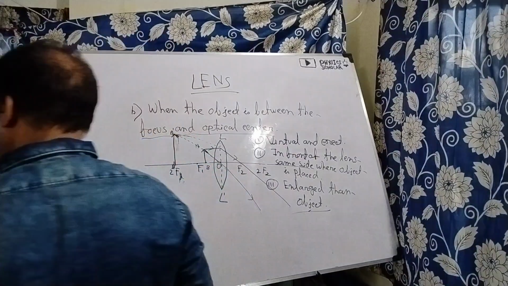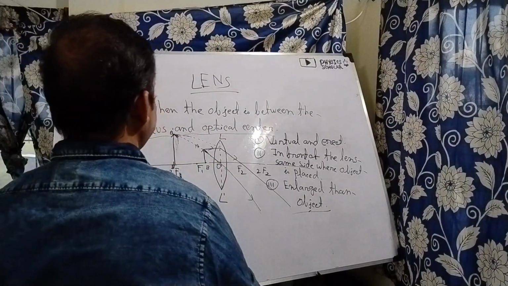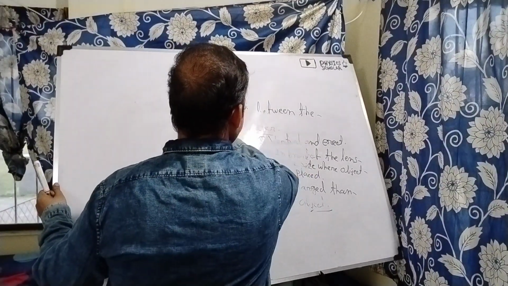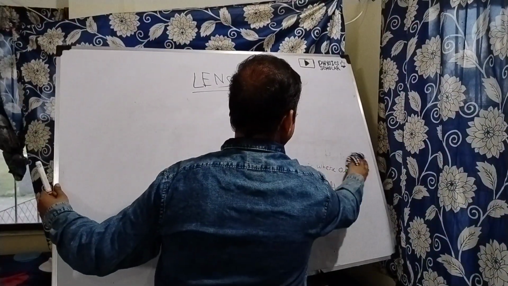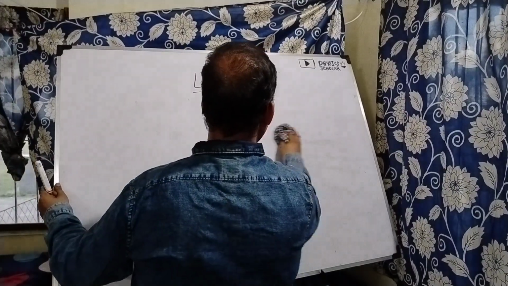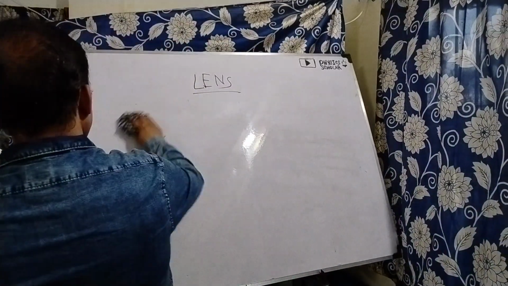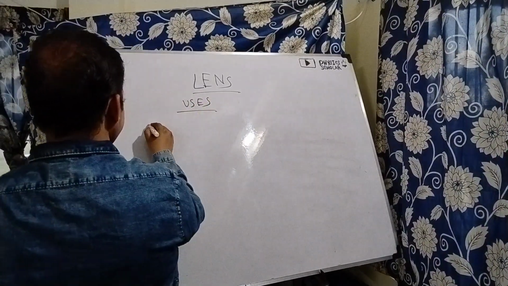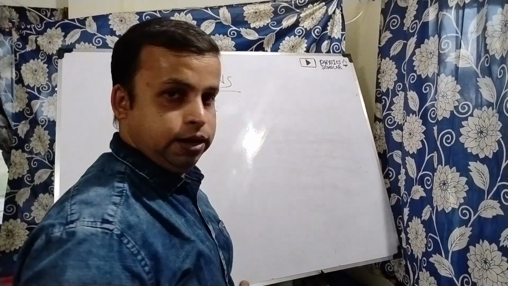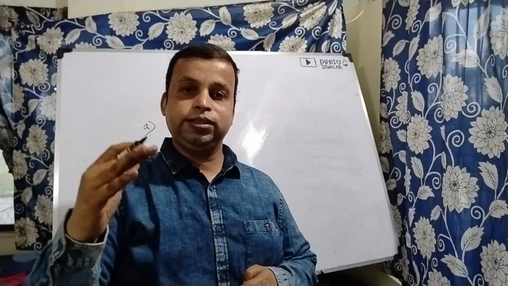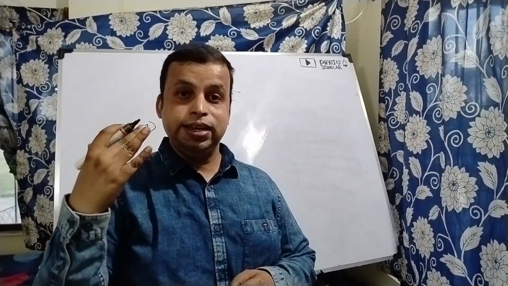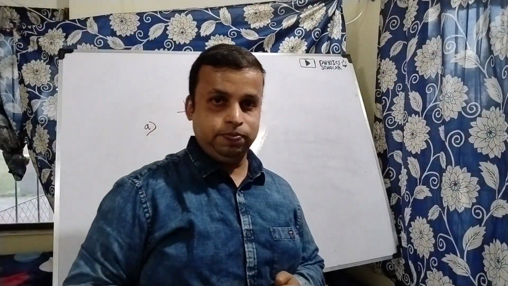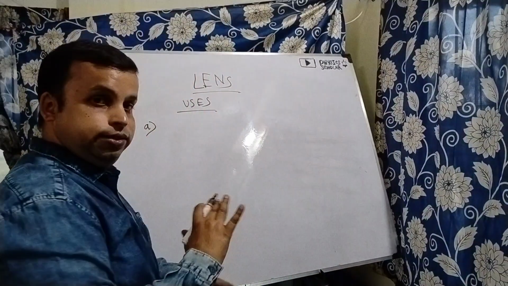Now, what are the uses of the convex lens? So I will describe that in a later episode. What is long-sightedness, what is short-sightedness, that is there in the CBSE syllabus. That also I will explain in the chapter on the human eye, after finishing this.